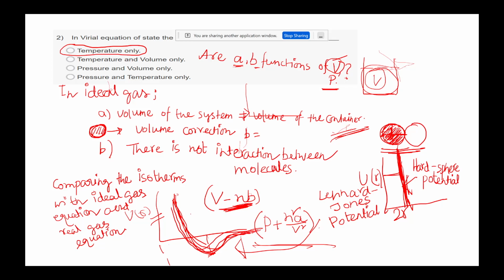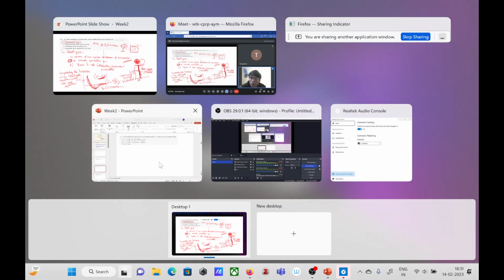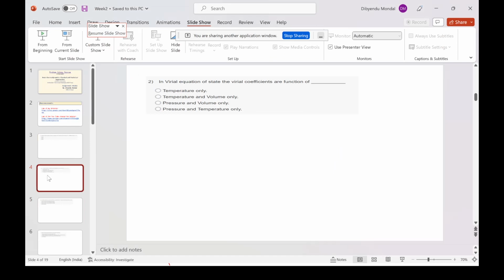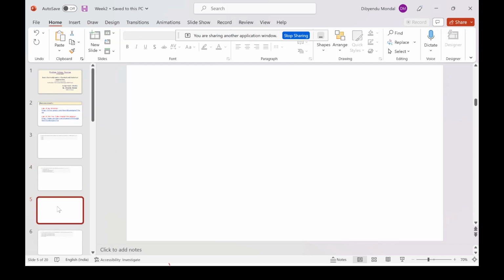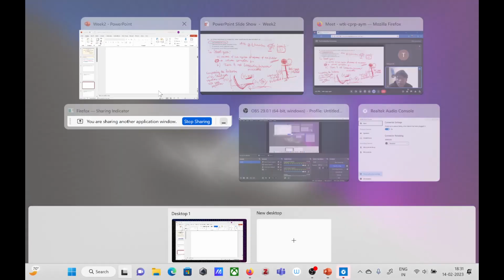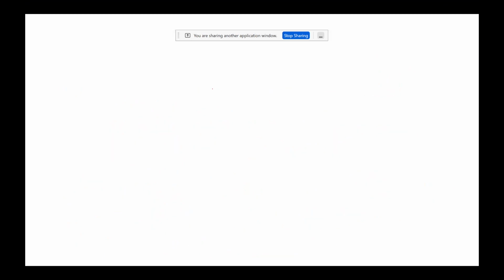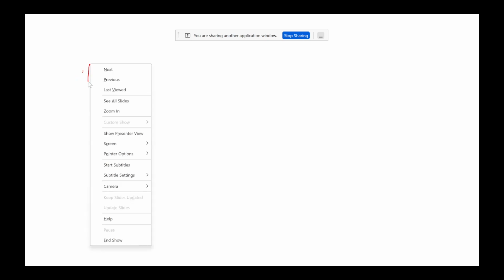Actually, since you have asked, let's go deeper into that. I should add one page actually. Sorry, blank. Okay, tab. Okay.